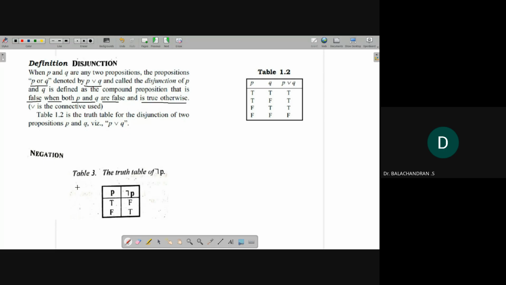Next, negation. This is also a connective. I think you can easily write the truth table for negation. For P, the negation of P is: true becomes false, false becomes true.